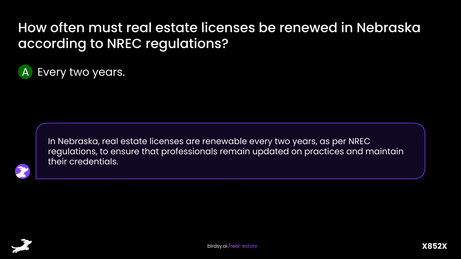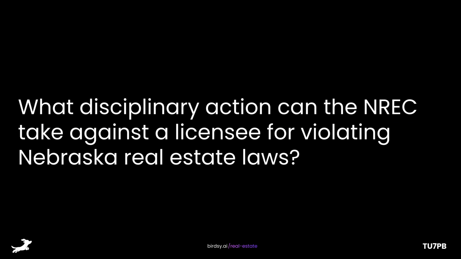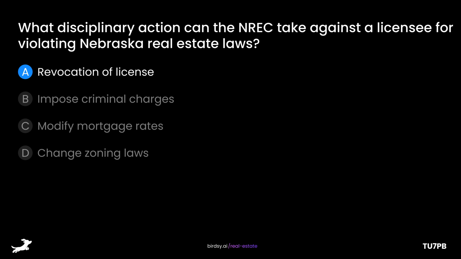In Nebraska, real estate licenses are renewable every 2 years as per NREC regulations to ensure that professionals remain updated on practices and maintain their credentials. What disciplinary action can the NREC take against a licensee for violating Nebraska real estate laws? Is it A, revocation of license, B, impose criminal charges, C, modify mortgage rates, or D, change zoning laws? The answer is A, revocation of license.